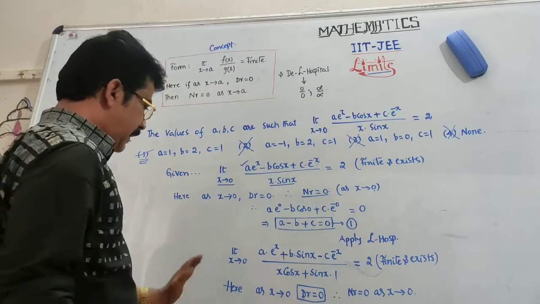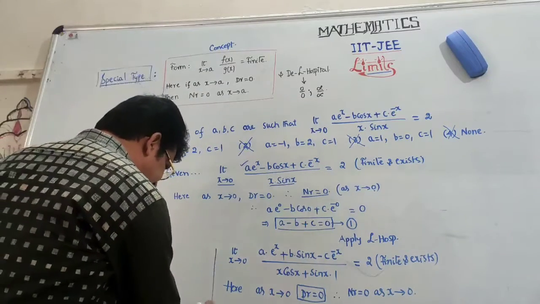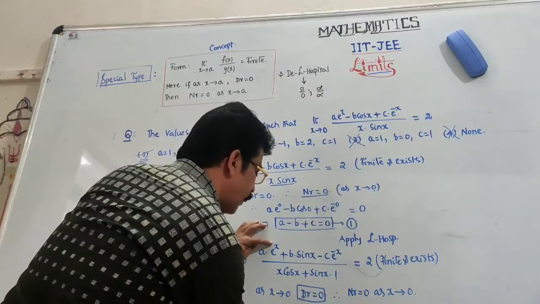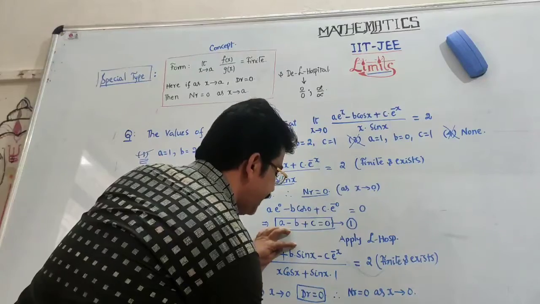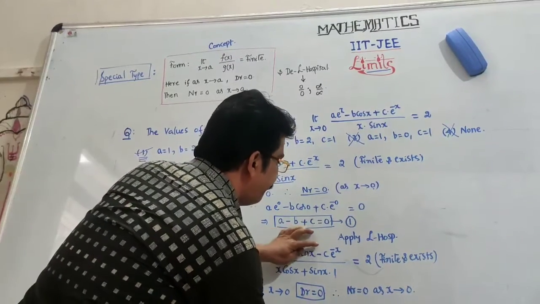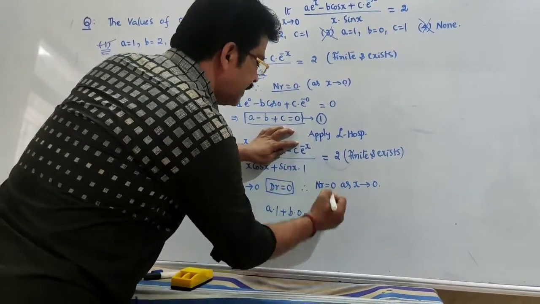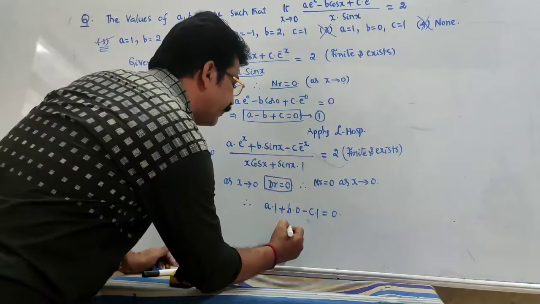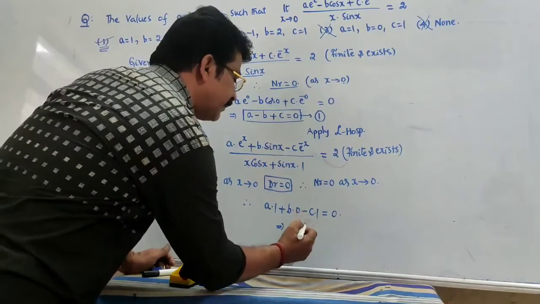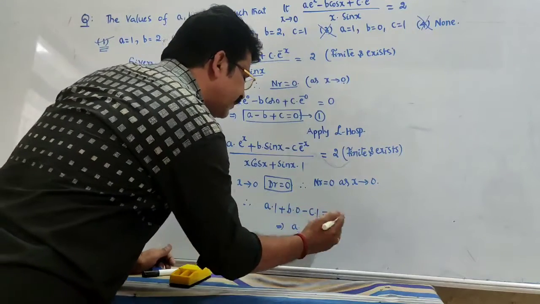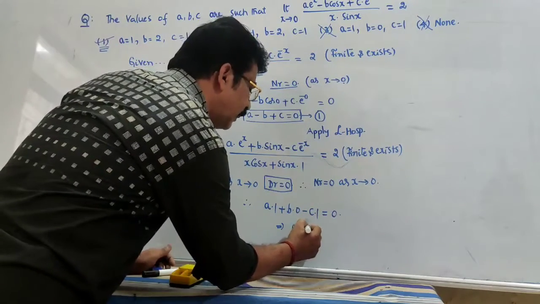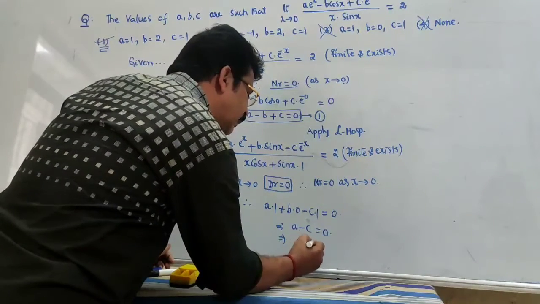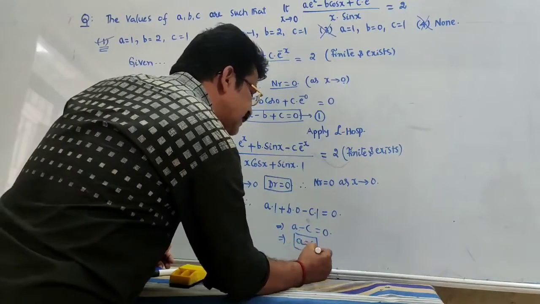Therefore, of course, this is the second stage. So, a into e power 0, which is 1, plus b into sin 0, which is 0, minus c into e power 0, which is 1, is also equal to 0. So that implies a plus 0 minus c, that is a minus c, is equal to 0. Of course, that implies a equal to c.